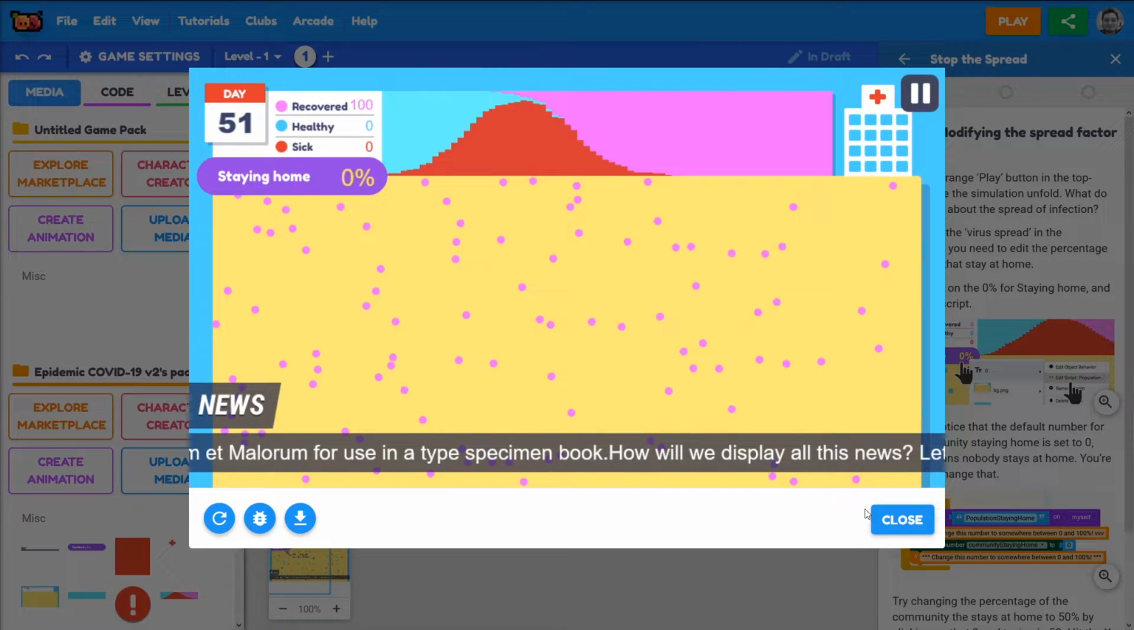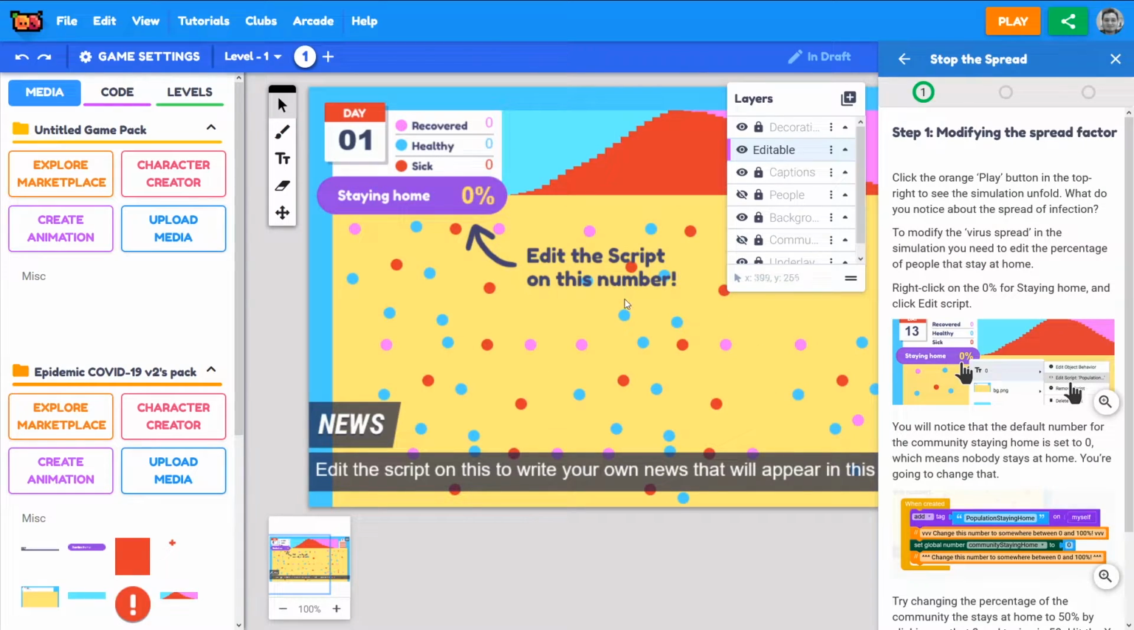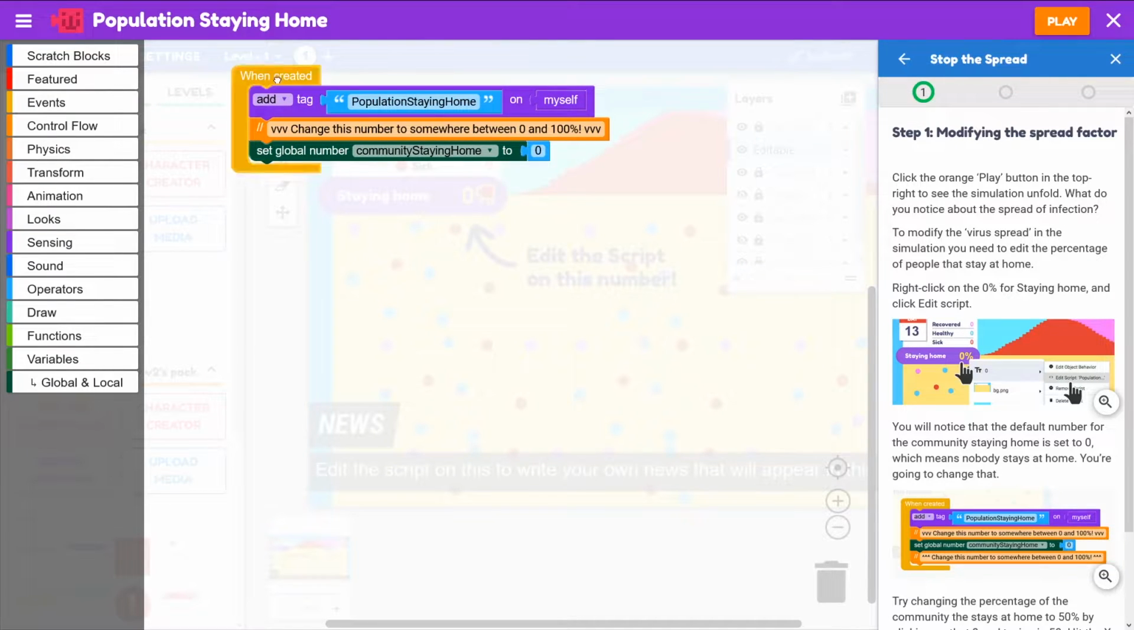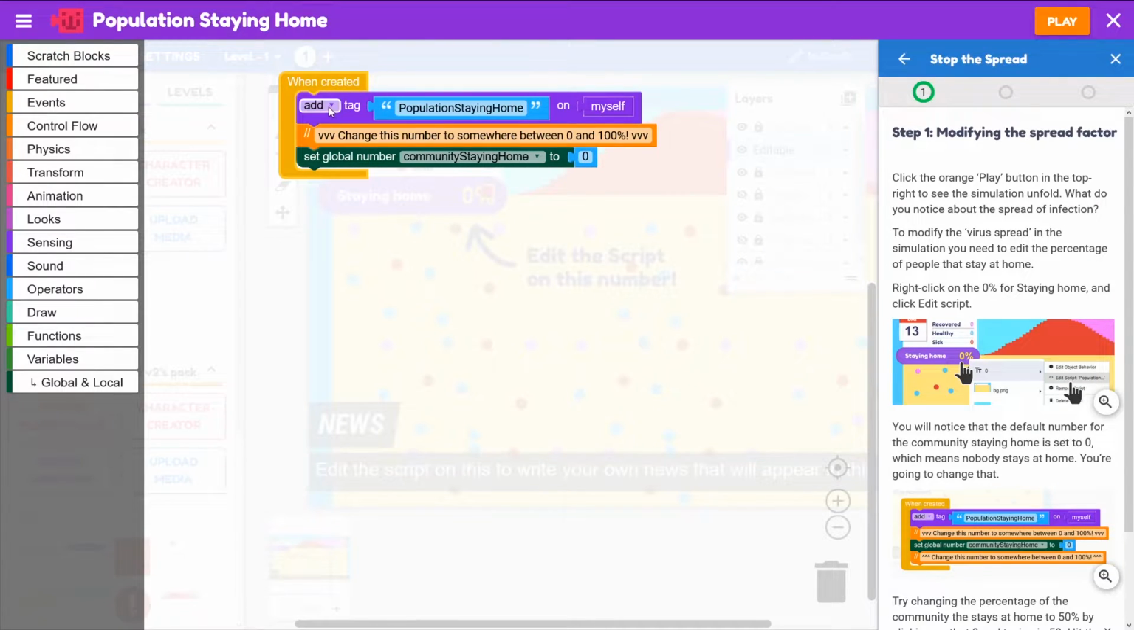So if we close the game here, we're going to modify the spread factor. So let's right click on that 0% and edit that script. Okay, so what's going on in here? Well, this is saying when it's created, it's giving it a tag population staying at home. And that tag, you don't need to worry about that.